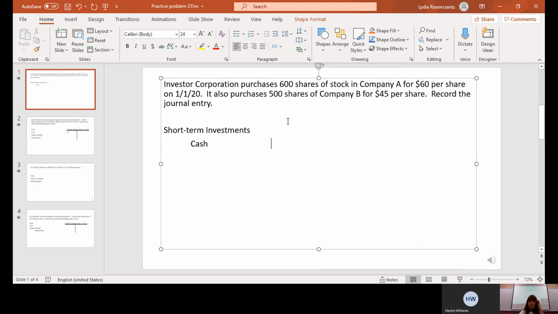Okay. So we can lump those together into the short-term investments account. Just keep in mind that we would have subledgers in our accounting system that would keep those separate. But in here, we're going to put them together because on the balance sheet, they would be joined together into that short-term investments category. So altogether, they would be paying $58,500 for those two stocks.